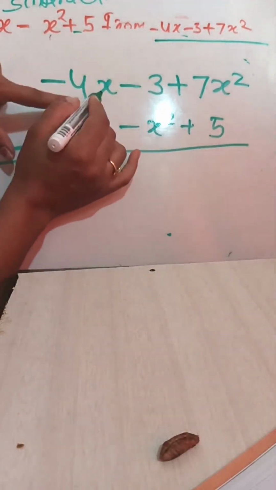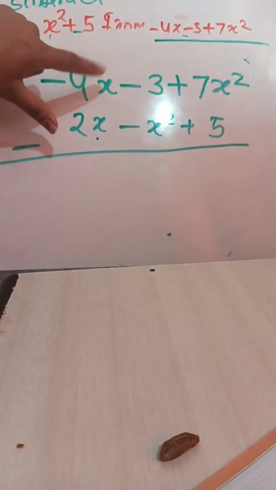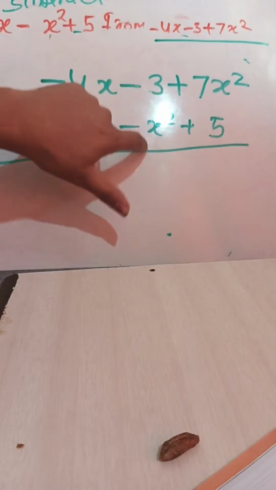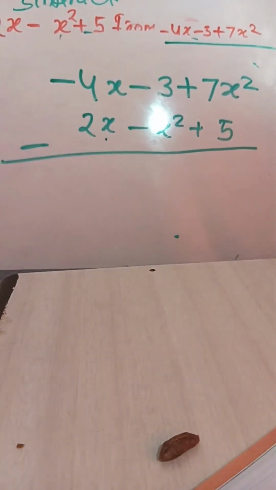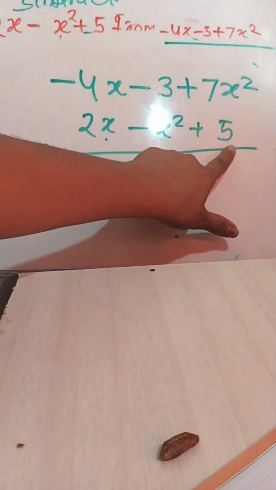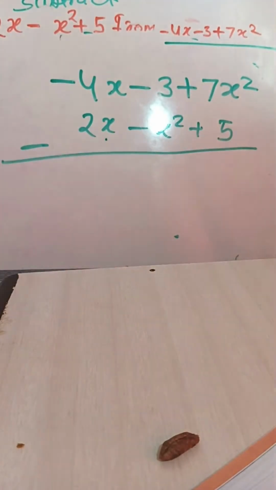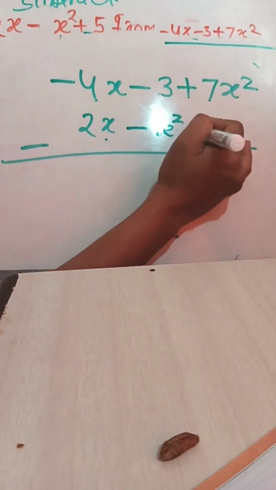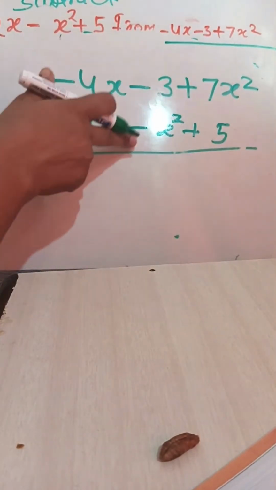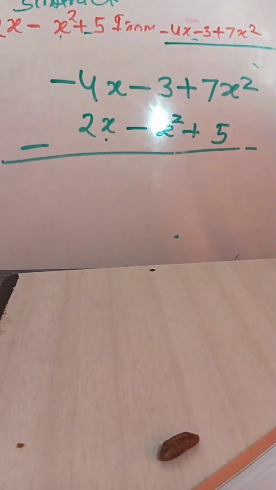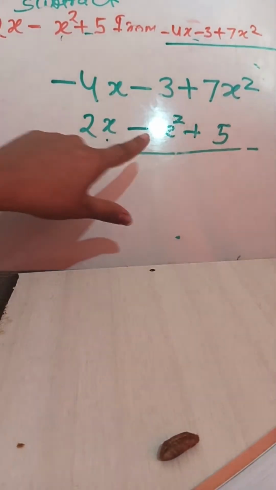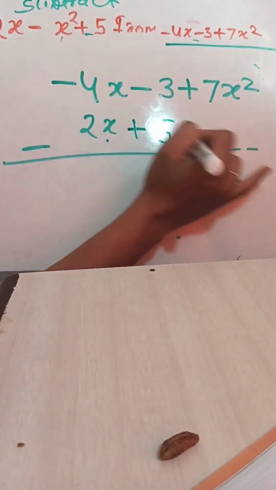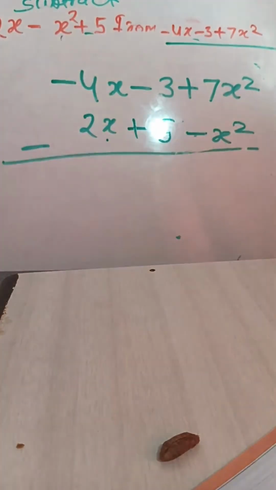We have to write the same terms under each other. Here we have x, here we have a 3 and x square. We cannot do this type of subtraction. Then we have to write minus x square here and plus 5 here. So we change the position; within the same expression we can change the positions of terms. So I write again that same expression: plus 5 minus x square. Okay, is it clear to everyone?